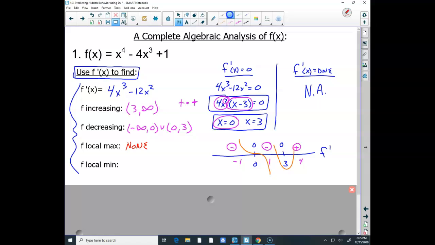Okay, where do I have a local minimum? Well, I do have a local minimum. I have a local minimum at x equals 3. Well, let's find out what that minimum is. So let's call it f of 3. What does f of 3 equal?